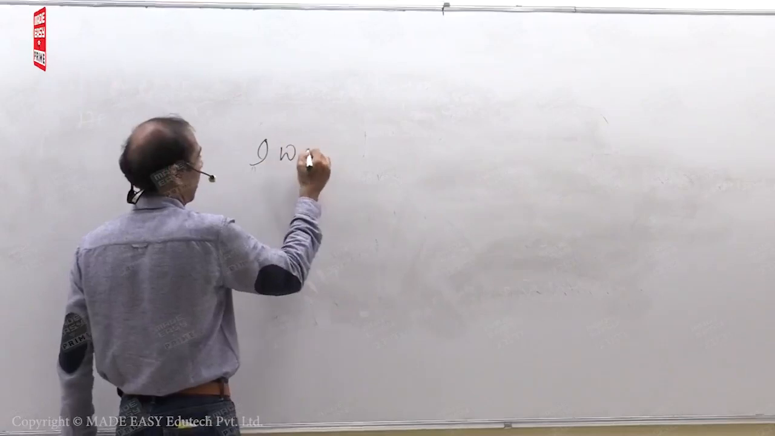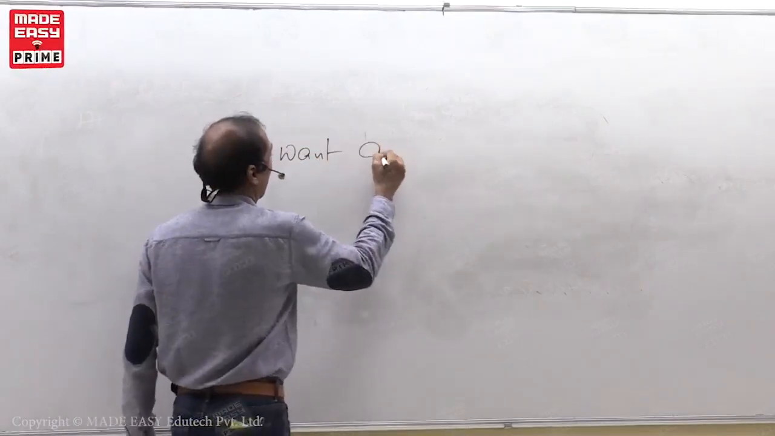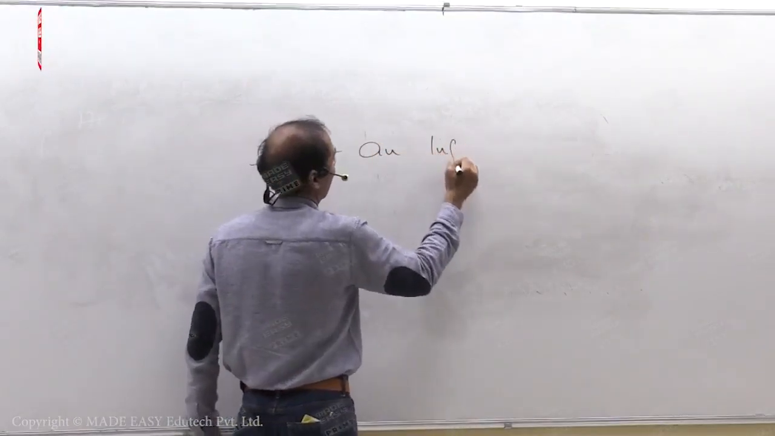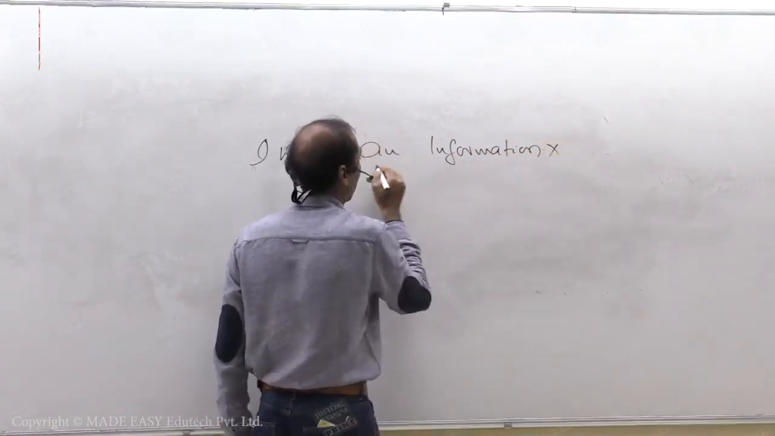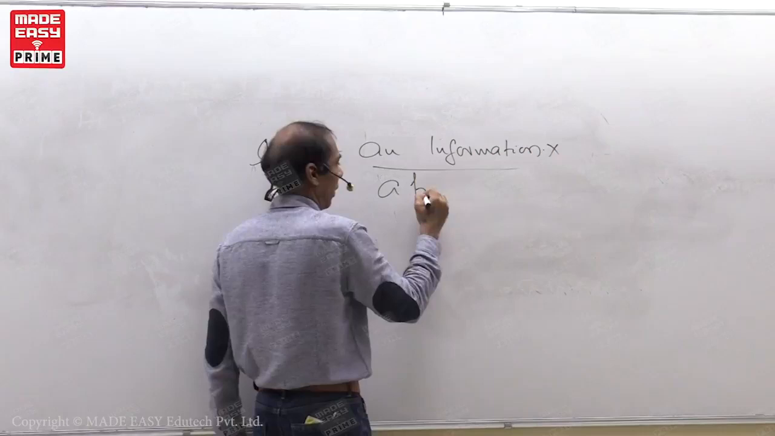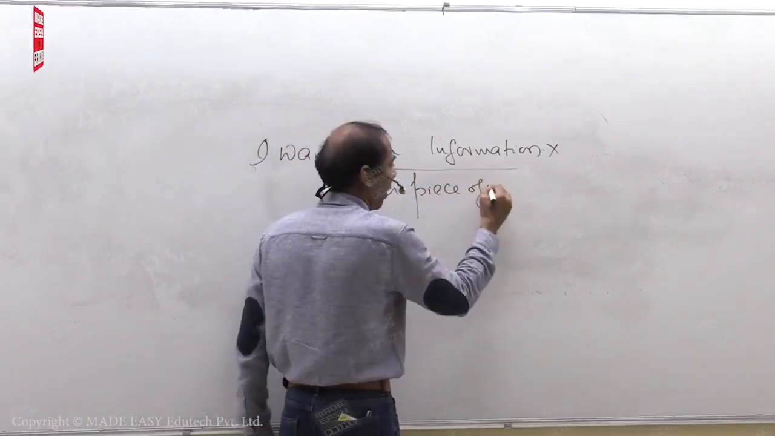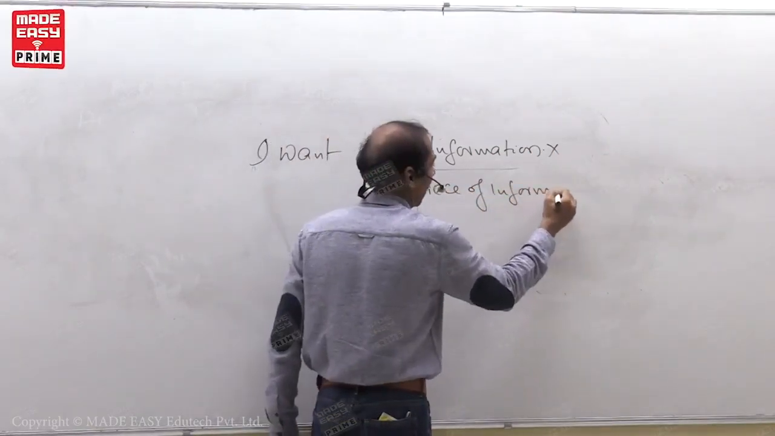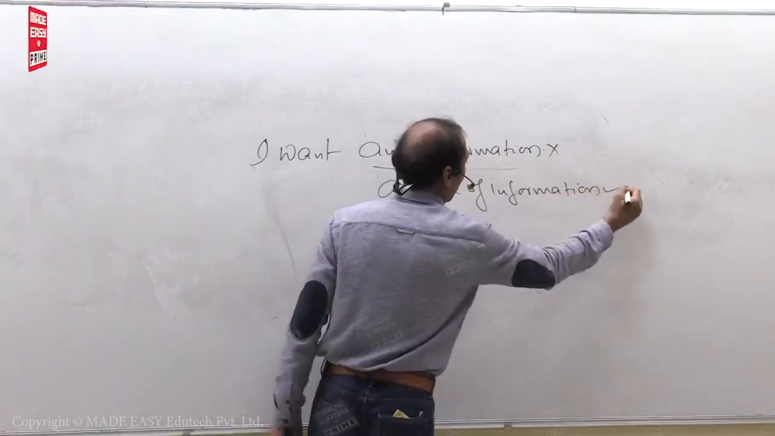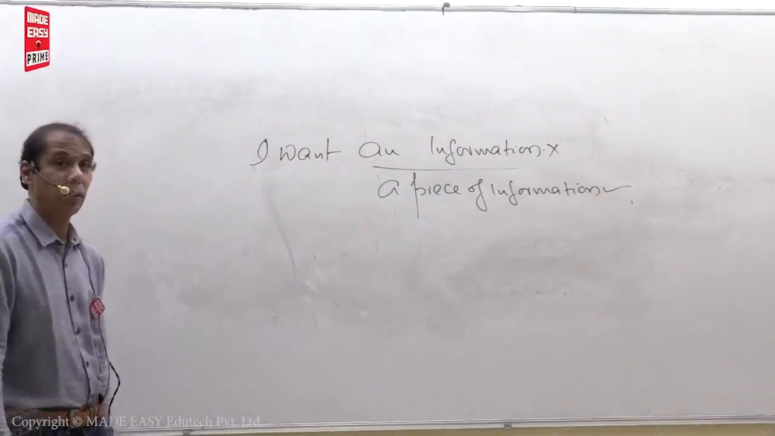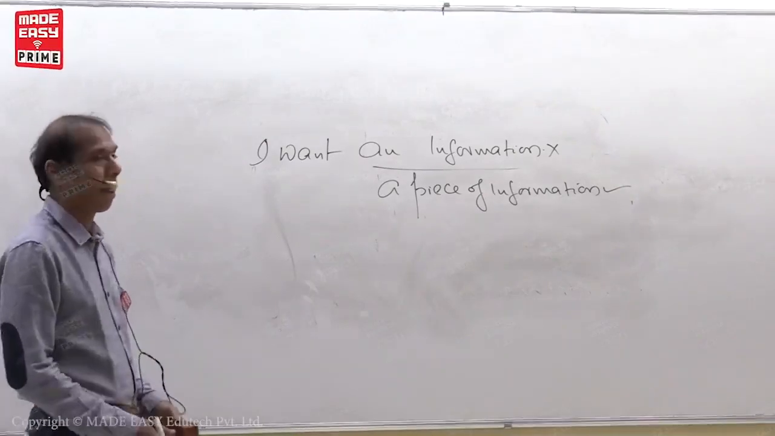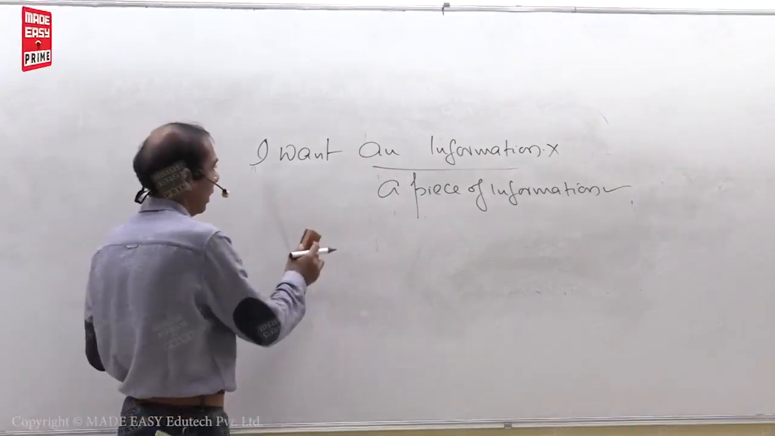See. I want an information. This is wrong. Not an information. A piece of information. Correct. A piece of information. Not an information. Okay? Next.